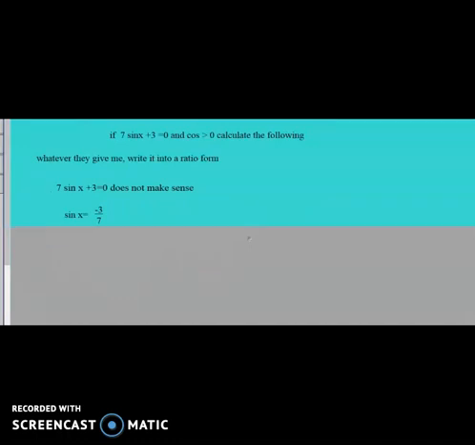My next step would be to ask myself, in which quadrant is sine of x negative? So that leaves me with the third and the fourth quadrant. In my picture, I will either be in the third quadrant or the fourth quadrant. Another clue that they've given me here, they said cos is greater than 0. What does greater than 0 mean? Greater than 0 means positive. Where is cos positive? Cos is positive in the first and the fourth quadrant.